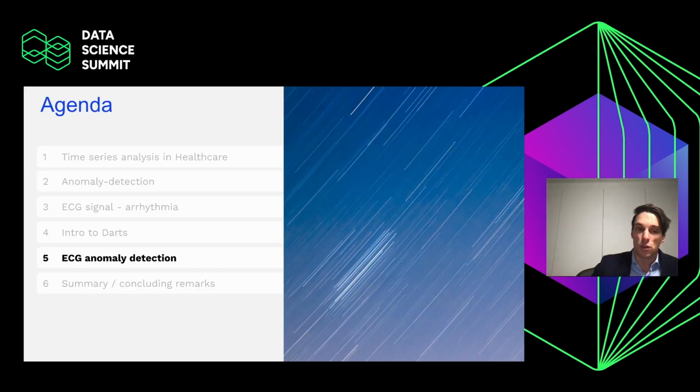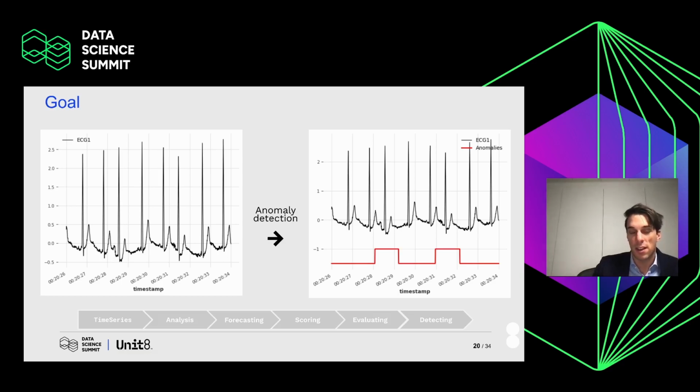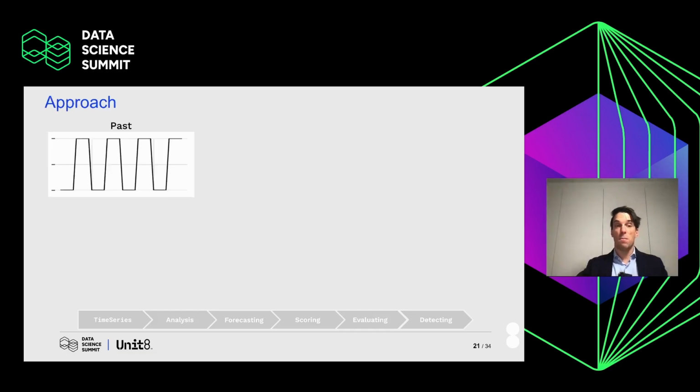After this introduction to DARTS, we can look at how we can detect anomalies in ECG signals. The goal is that we have raw data, such as an ECG signal like on the left hand side, and after anomaly detection, we are going to be able to flag where the arrhythmia actually occurred in the signal. So we're going to apply the following rule. We're going to develop an anomaly model.